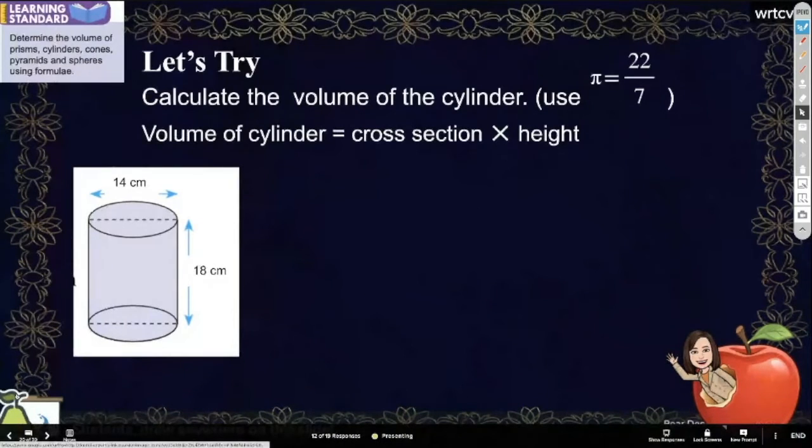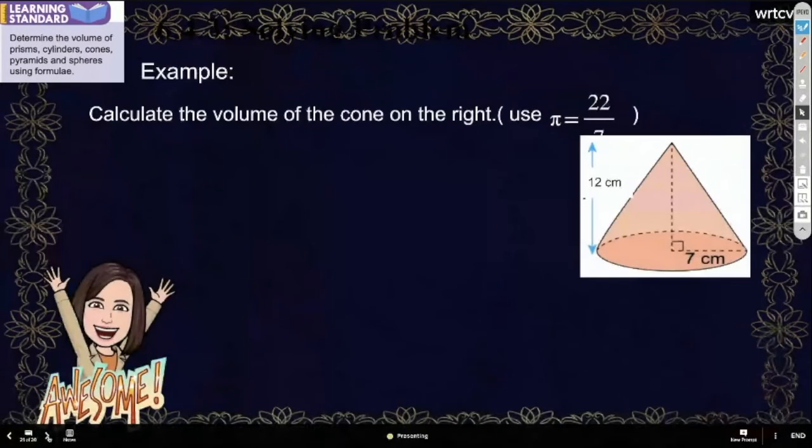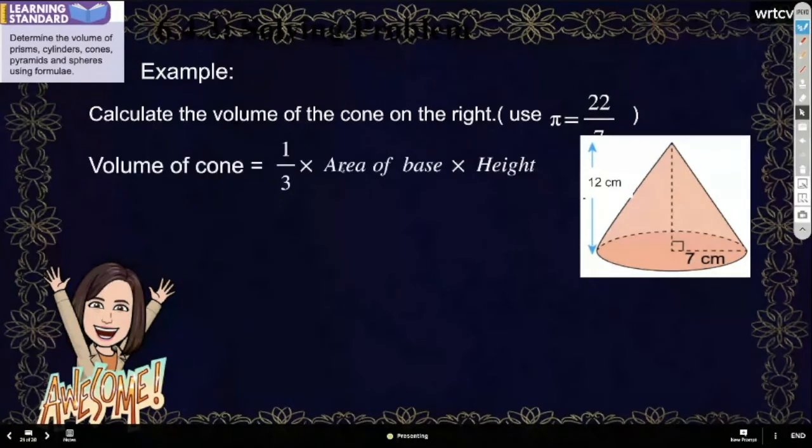Okay, next one is what? Pyramid. Oh no, cone first. Okay, cone, only then pyramid. Okay, cone. This is 1 over 3 times the area of the base, the pi r square, and the height. The height is 12 here. So you see 1 over 3 pi r square h is the formula. So pi use 22 over 7. R here is mentioned as 7. Then the height is 12.